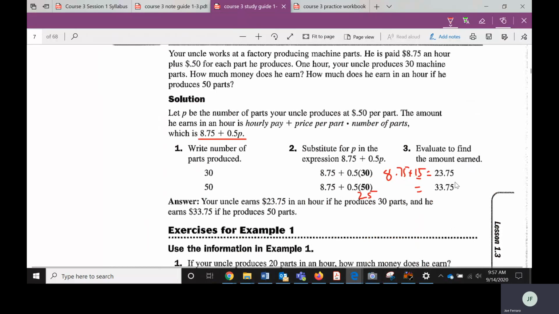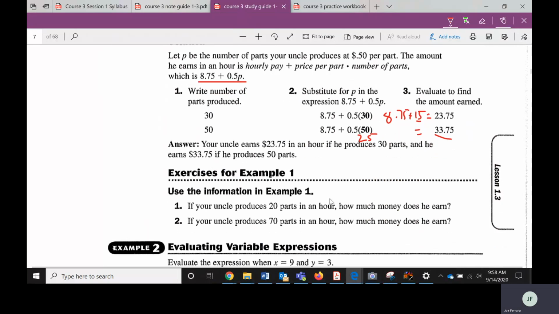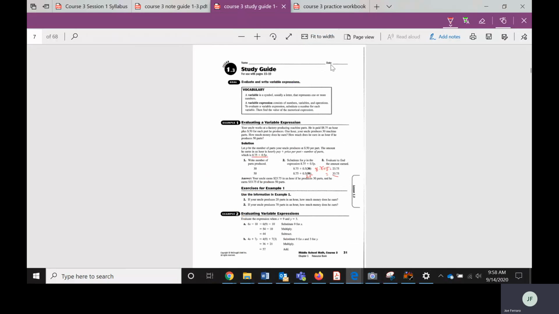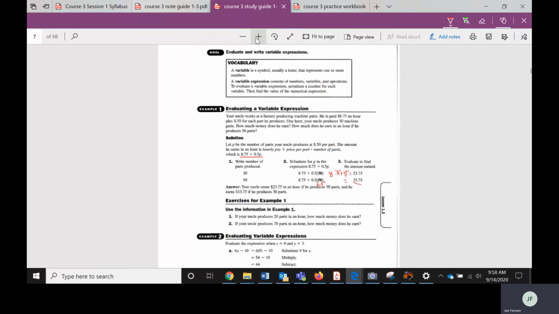If you were able to make 50 parts in the hour, again, you would take 50 times 50 cents. It's $25. And then add on the $8.75 you get no matter what. You get $33.75.